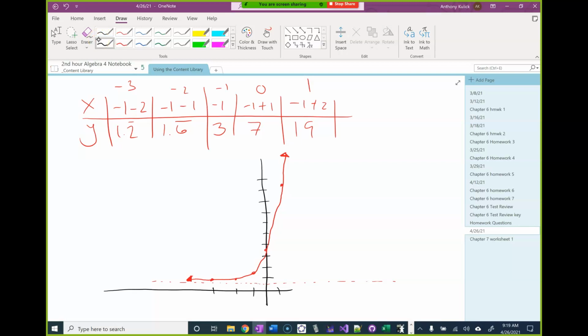Everybody okay there? Notice at the beginning it's growing very slowly, but all of a sudden it takes off and starts growing very, very quickly. That's characteristic of an exponential function: it's growing very slowly and then it starts growing very, very quickly, or vice versa.